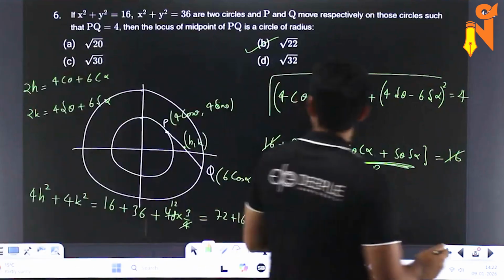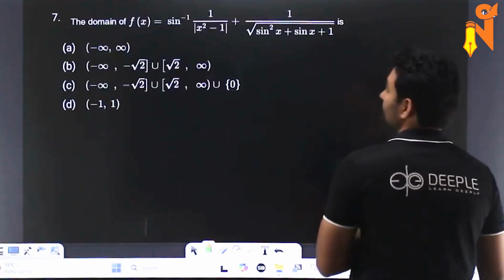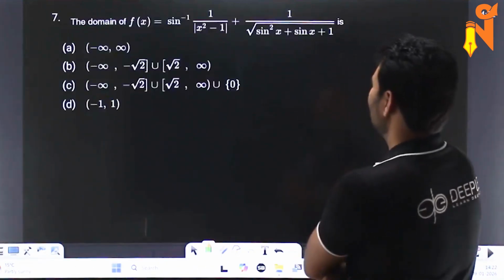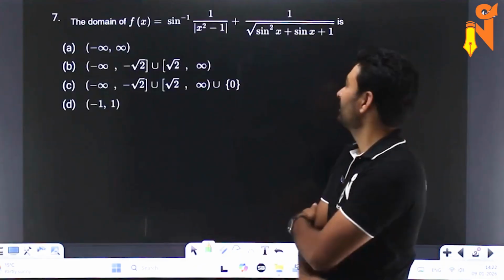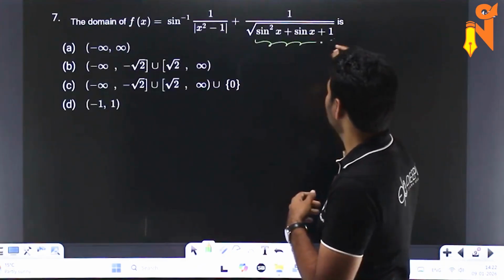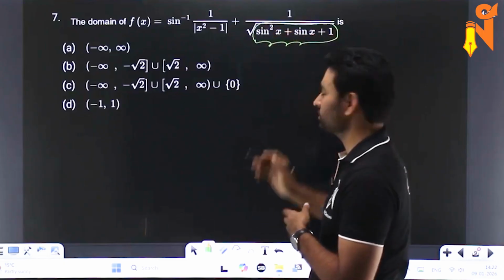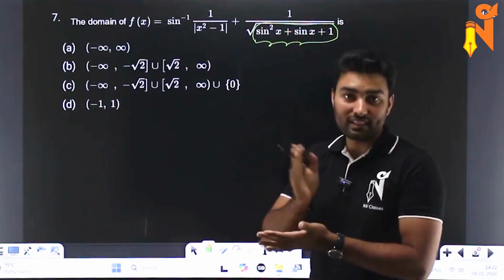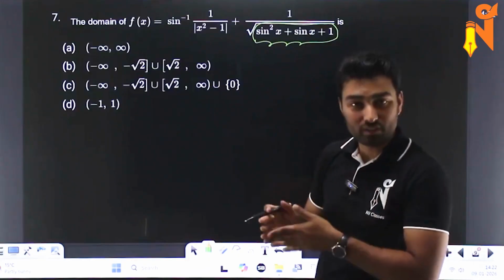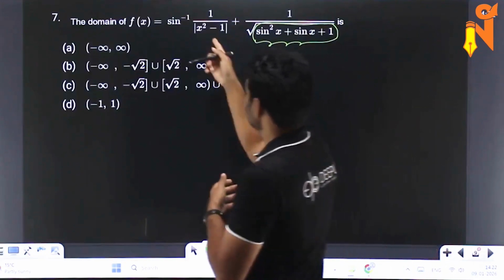Okay, next, 7th, the domain of the function. This is one of the simplest questions of this exam. If you're checking this expression, that means you are so dumb. This is always positive. X square plus x plus 1 is always positive. Don't check this. Focus here.